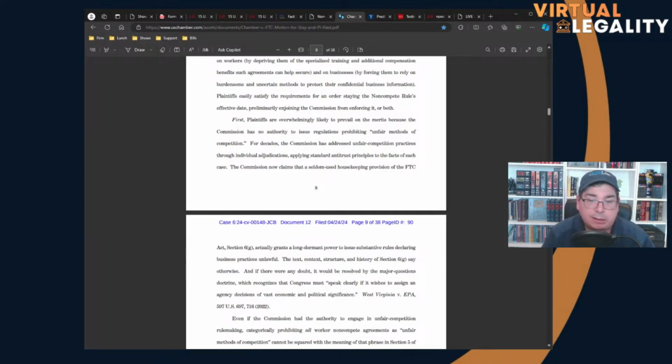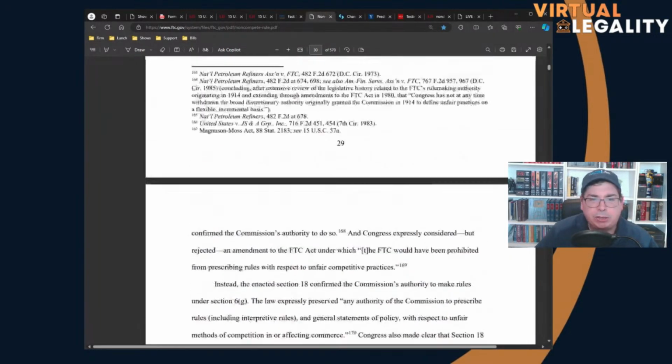The text, context, structure, and history of Section 6G say otherwise. And if there were any doubt, it would be resolved by the Major Questions Doctrine, which recognizes that Congress must speak clearly if it wishes to assign an agency decisions of vast economic and political significance. We're going to talk about major questions a little bit more in a second. I want to make sure I clarify the competing interpretations of these provisions.